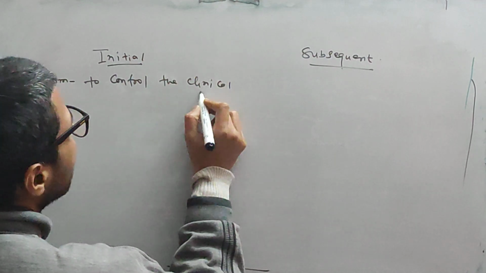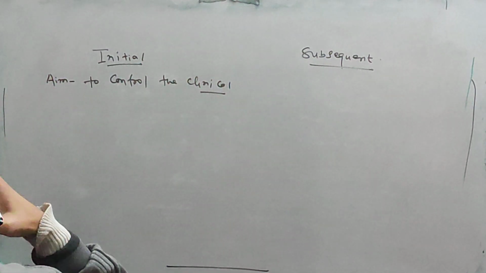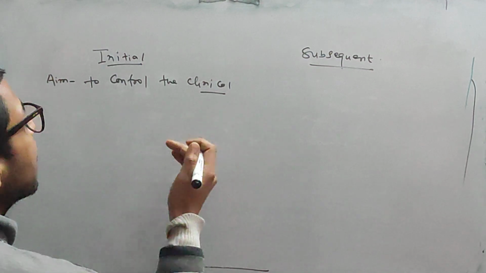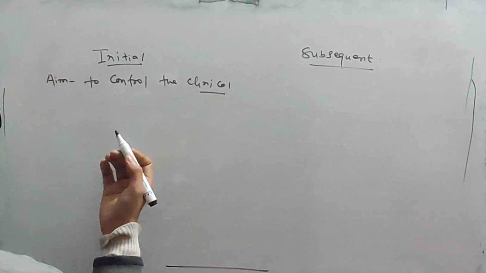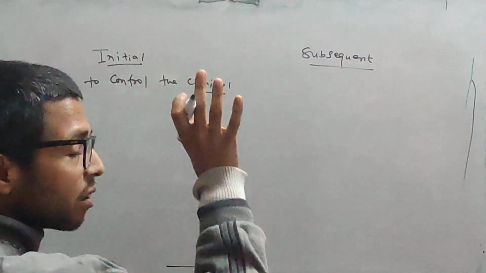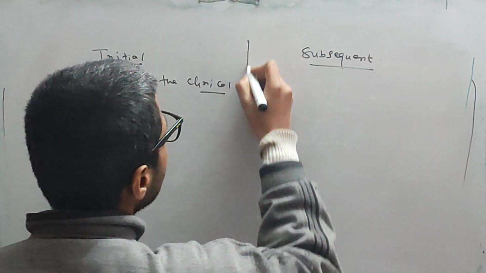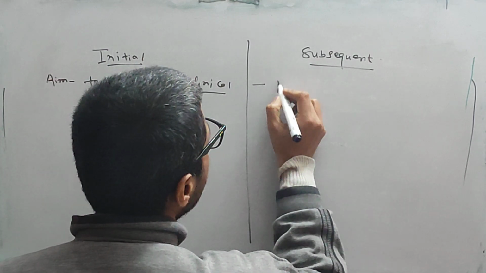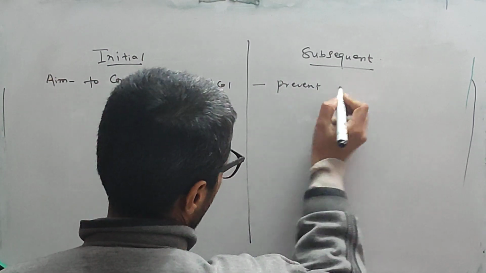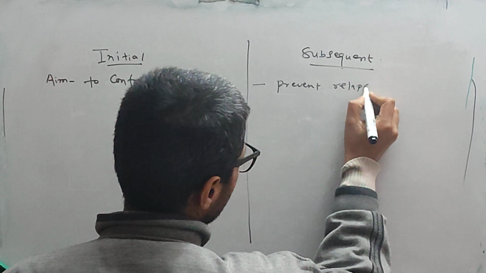So control the current clinical status, whatever flare may be. But in the subsequent phase, the aim is to prevent relapse and maintain the patient in remission.